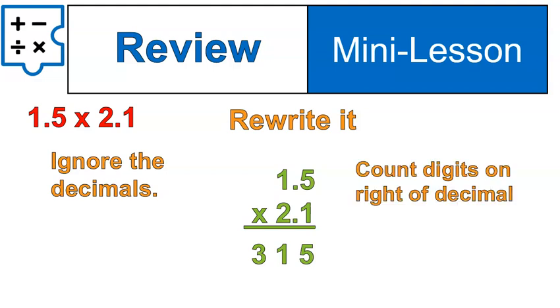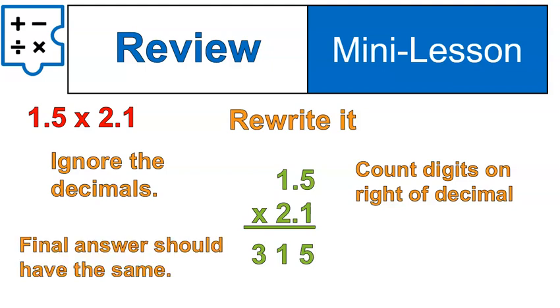Then we do the same thing where we count the digits on the right of the decimal. But in this case, we count all the digits on the right of the decimal. So we have a 5 in 1.5, and we have a 1 in the number 2.1. That is 2 digits on the right of the decimal. So our answer should have the same. It should have 2 digits on the right of the decimal. And that means we have to put the decimal here. So we have 3.15. It won't always work out to have the same numbers, that it's a 5 and a 1, but it will always work out to have the same number of digits.